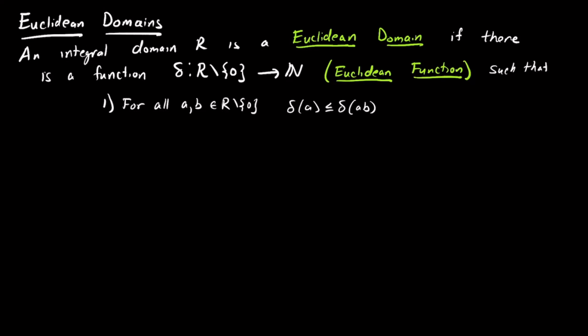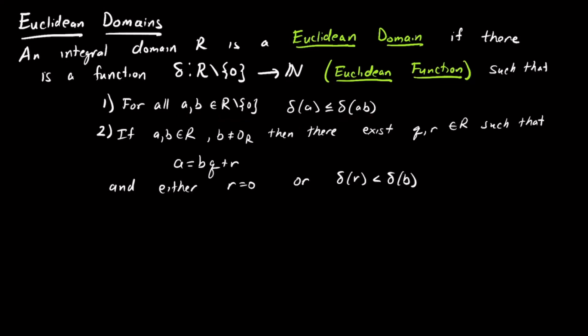The first condition is that if A and B are non-zero elements, then delta of A is less than or equal to delta of A times B. And the second condition is the division algorithm. If A and B are ring elements and B is non-zero, then there exist Q and R in my ring such that A is equal to BQ plus R, and R is equal to 0 or delta of R is less than delta of B. So a Euclidean domain is really just an integral domain that has a suitably defined division algorithm.